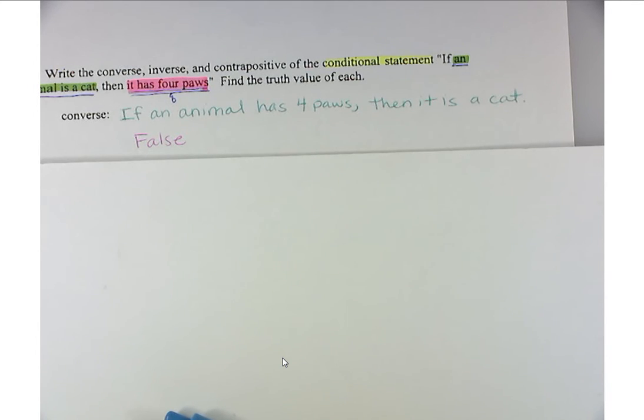All right, let's try the next one. The next one that we're going to find is the inverse. Jared, what is the inverse? How do we make that statement? It's the statement formed by negating the hypothesis and conclusion. So when you're negating it, what does that mean? It means you're saying the opposite of what it is. So what did you say for your inverse? I said if an animal is not a cat, then it does not have four paws. So really, what's the only word you added in there?